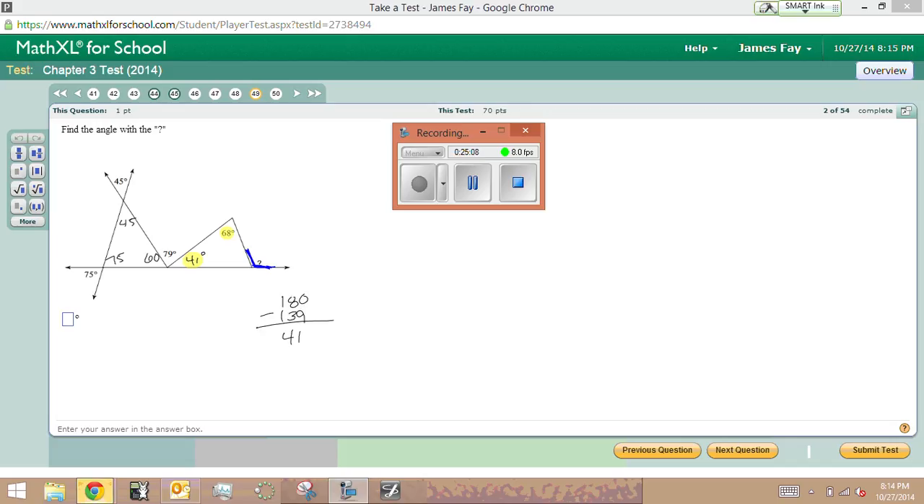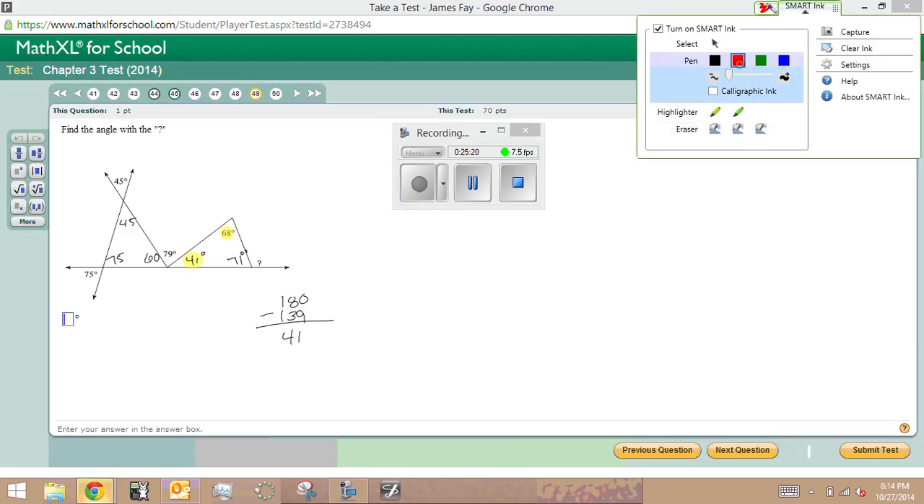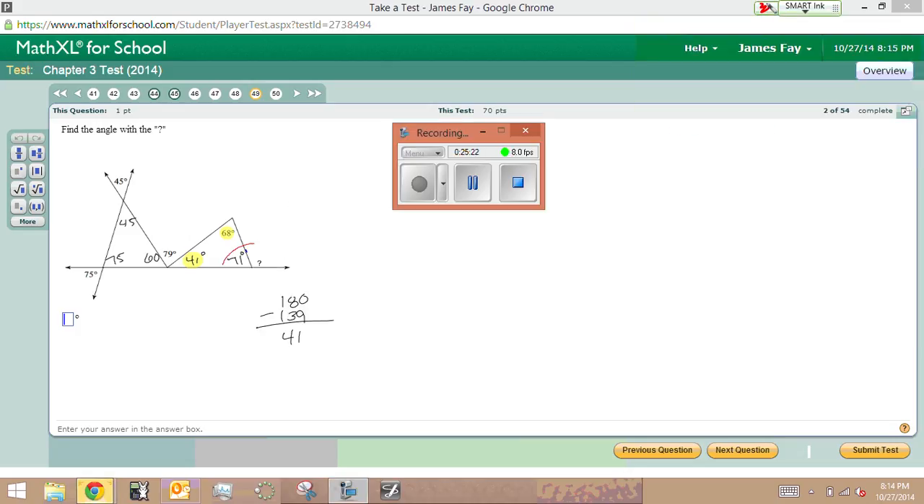Another way to do it is to say, if that's 41 and that's 68, that's 109 degrees. So that means that this has to be 71 degrees. And now I can look at these two angles as a linear pair. So take 180 minus 71, and I get the same 109 degrees for that outside angle here, that exterior angle.